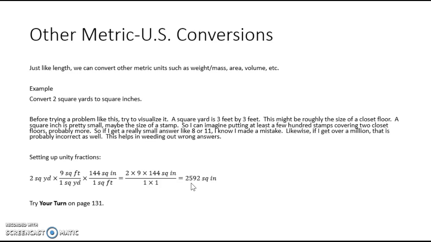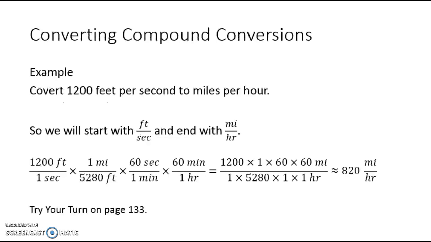Now in the beginning we said it was probably going to be somewhere in the hundreds or thousands, so that definitely makes sense. I could see it being around 2,500 stamps to cover 2 closet floors. So that means that we're in our acceptable bounds there. So try some of those your turn questions on page 131. Go to the next slide here.